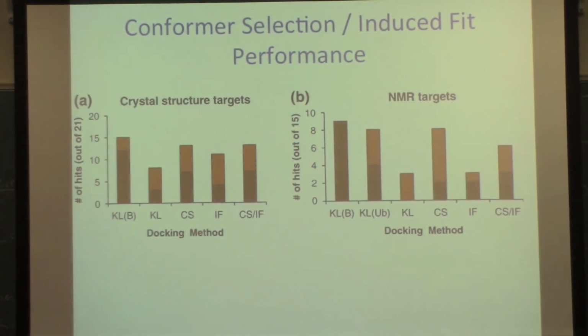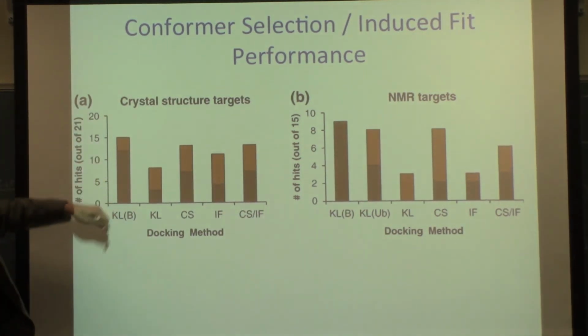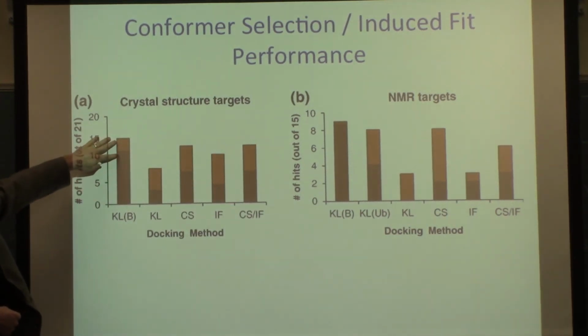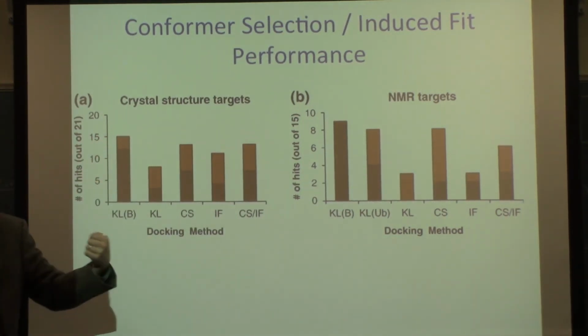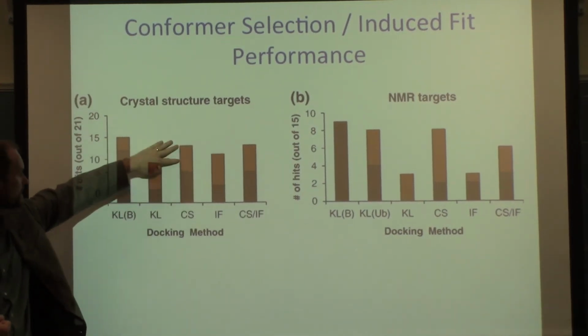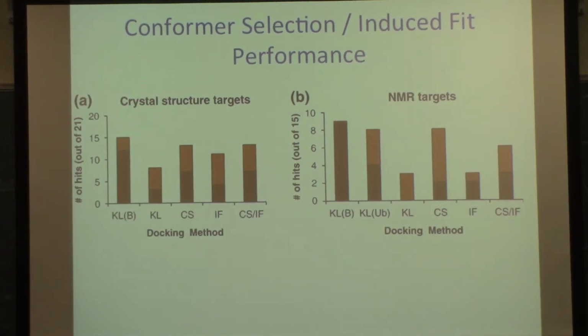This is a test set of 21 crystal targets. If you take the bound, pull them apart, put them back together, most of these will dock correctly. If you do the unbound and use fixed backbones, you lose about half of those cases. Conformer selection gives you some of them back, and induced fit gives you some of them back, and the two of them together give you more.